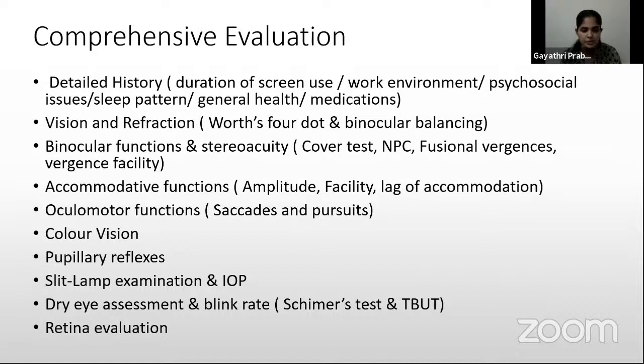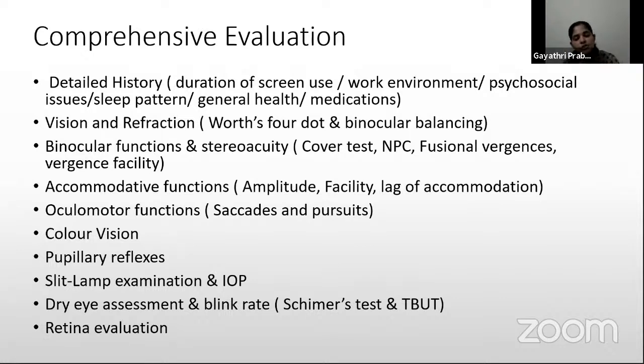You have to do your color vision, your pupillary reflexes, slit lamp examination and IOP, your dry eye assessment, and the blink rate test. In dry eye tests, you should do your Schirmer's and TBUT. So this will give you the quantitative as well as the qualitative assessment of tears. And finally, you should do your retina evaluation. So this will include a comprehensive evaluation for a person with digital eye strain.